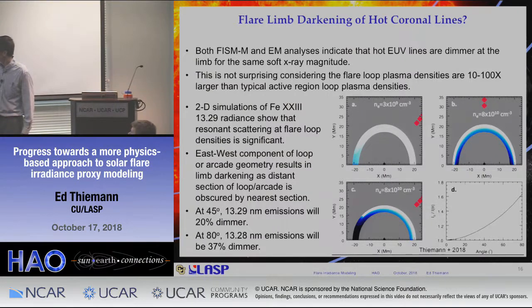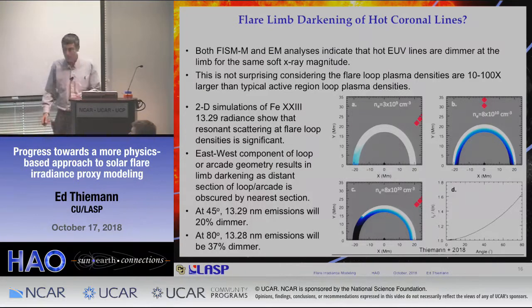We can do this exercise for a continuous range of observing positions and calculate how much the signal is going to vary when the same loop is viewed off the apex. For an observer located at 45 degrees for this loop, it's going to be about 20% dimmer. And for an observer located out here at 80 degrees, it's going to be about 37% dimmer. And sure, this is a simple approximation.